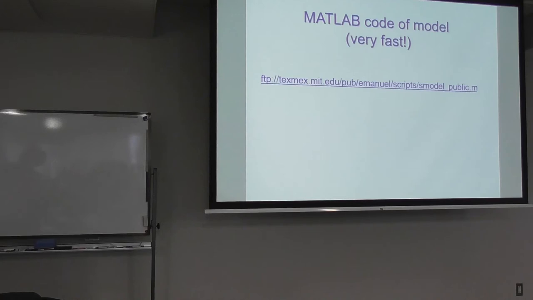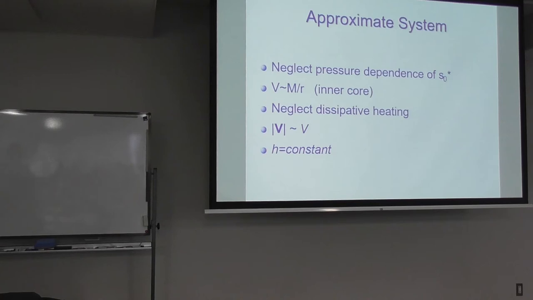To make progress in trying to understand it, I'm going to make some further approximations. These are not made in the numerical model if you download it. I'm going to make them for a kind of semi-analytic treatment of the system in the next few pages. So I'm going to neglect the pressure dependence of the saturation entropy. It's not neglected in the model. You can actually turn a switch that says you want to include it or you don't want to include it.